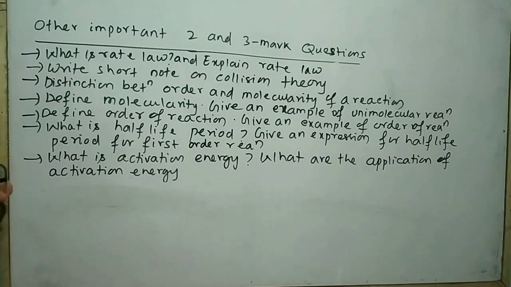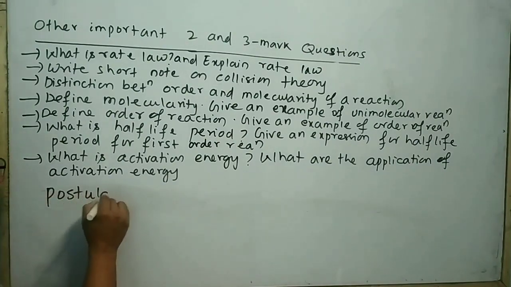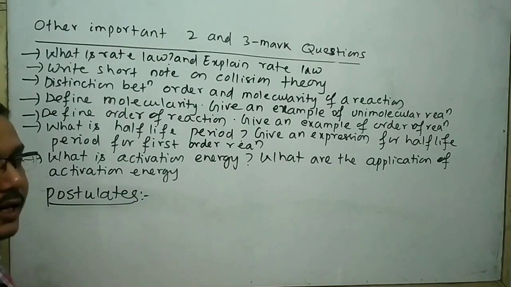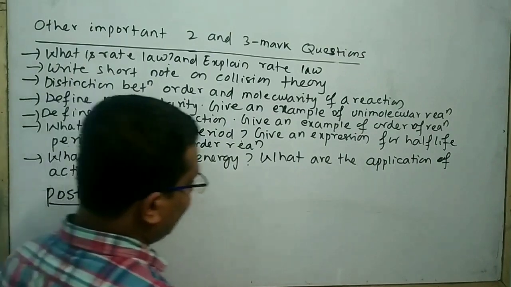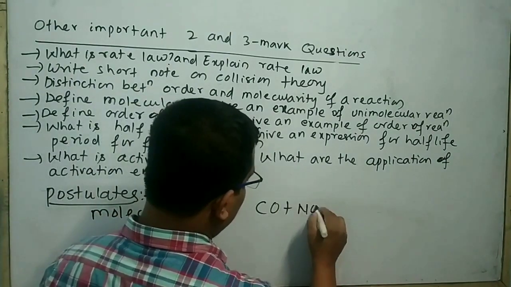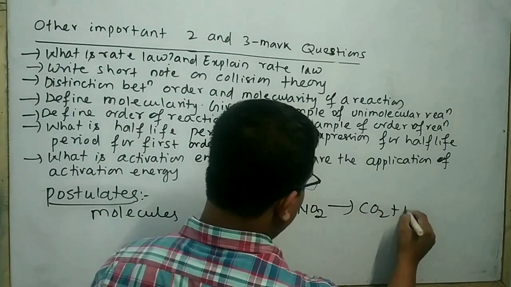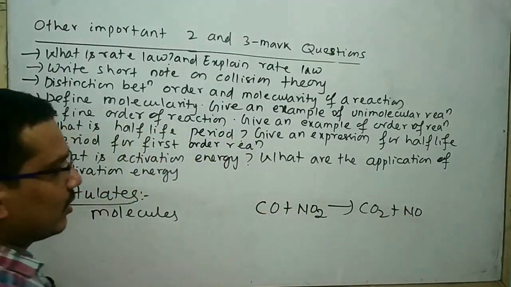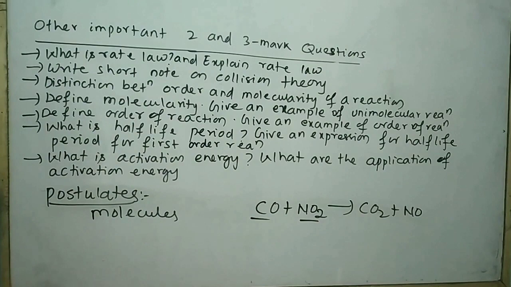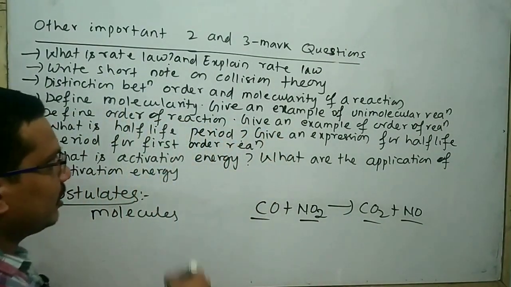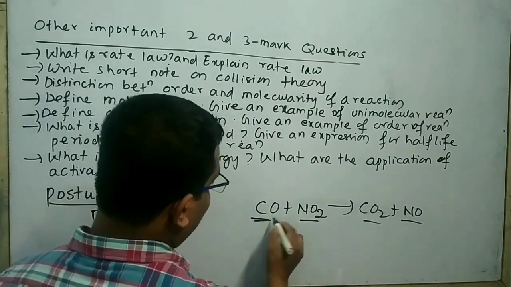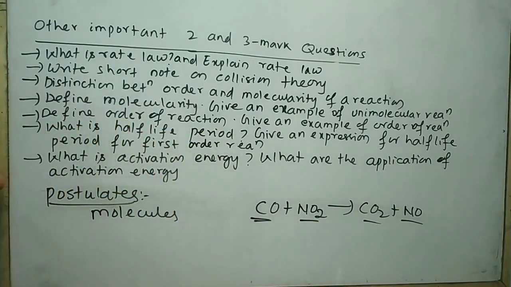In this question, it is necessary to write the postulates and failure of the collision theory. The postulates of collision theory are: the reactants are made of molecules. Suppose I will take a reaction CO plus NO2 gives CO2 plus NO. In this reaction, CO and NO2 are considered the reactants and CO2 and NO are considered the products. According to this theory, the reactants CO and NO2 are considered as molecules.